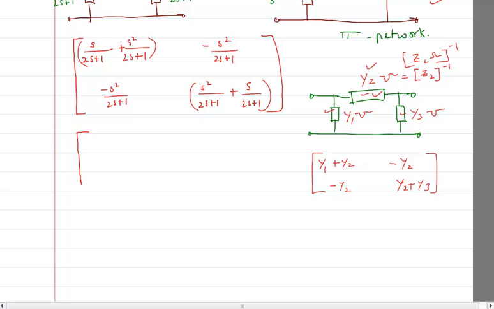Now I can directly write this as s square plus s divided by 2s plus 1. This is going to be minus s square divided by 2s plus 1. This is again minus s square divided by 2s plus 1. And this is again s square plus s divided by 2s plus 1. Simple.